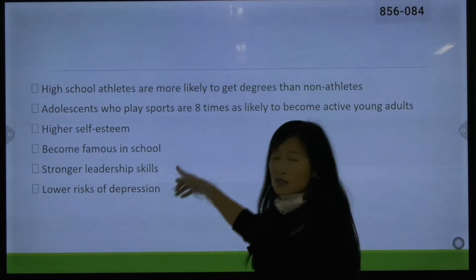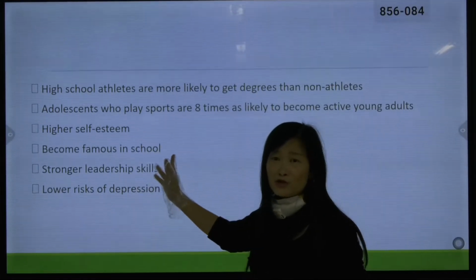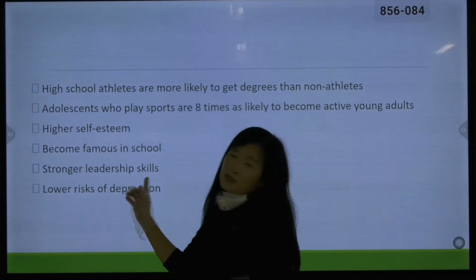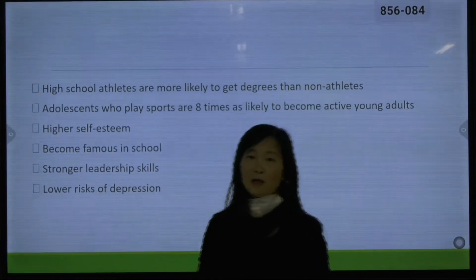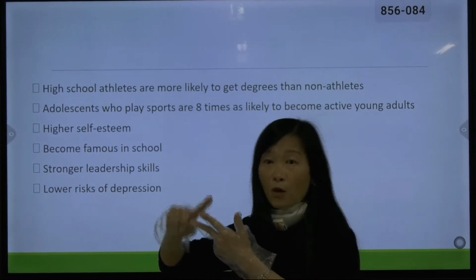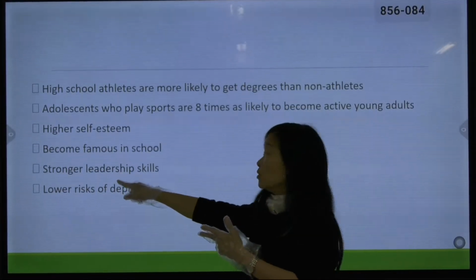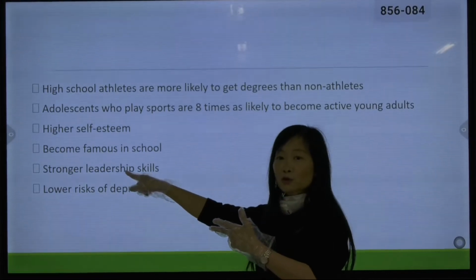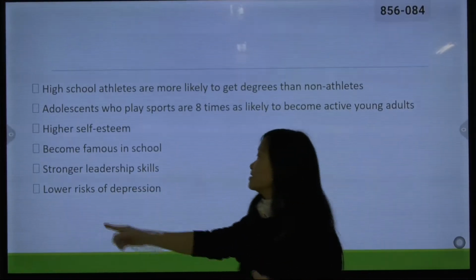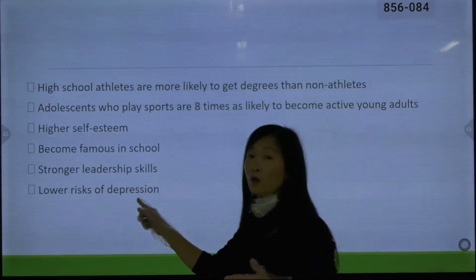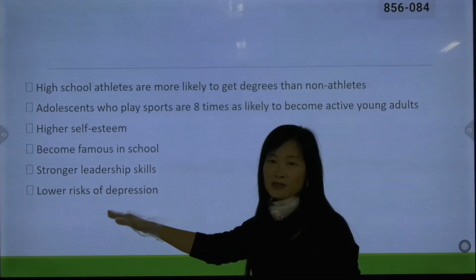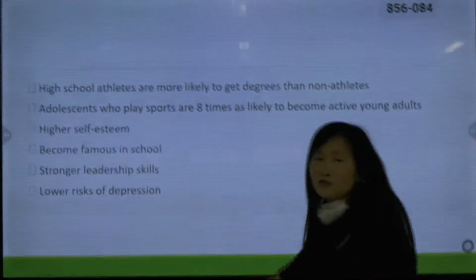Of course, if you participate in a lot of school activities, everybody knows you, and you may have a lot of fans at school. And stronger leadership skills, leaders. What are leaders? Like prefects in our school, class monitors, all of these, they are the leaders at school. So those who always exercise will be better leaders, that is it. And lower risk of depression. Lower risk means you don't have a higher chance of feeling depressed, feeling sad. So more cheerful.